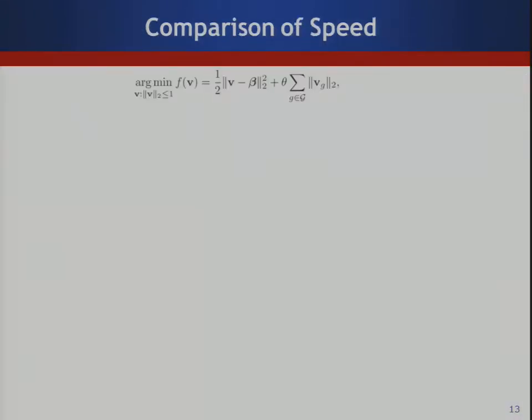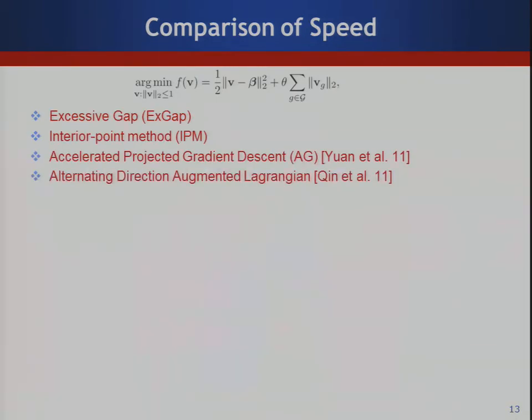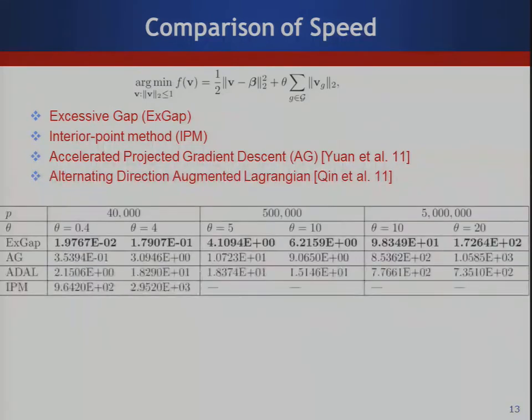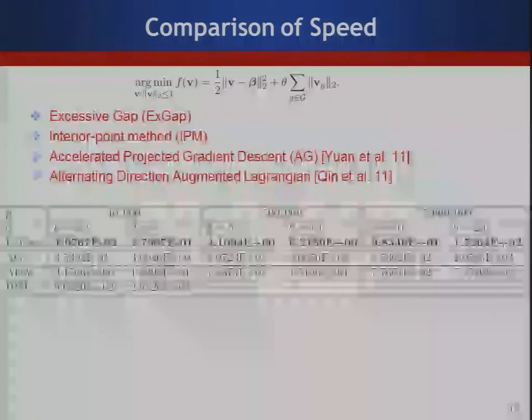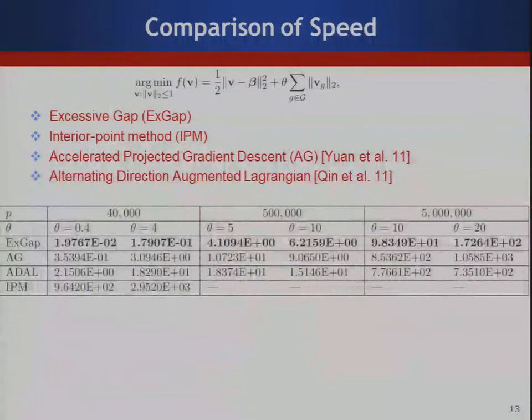Here we do some comparison of the speed. We only focus on the subproblem where we are optimizing with respect to V. And we compare with the excessive gap method, interior point method, accelerated projected gradient descent, and also the alternating direction augmented Lagrangian. We vary the number of variables to be 40,000, 500,000, and 5 million. For each setting we compare these four methods, and we also vary theta. In all these different metrics, our method is faster than these competitors.